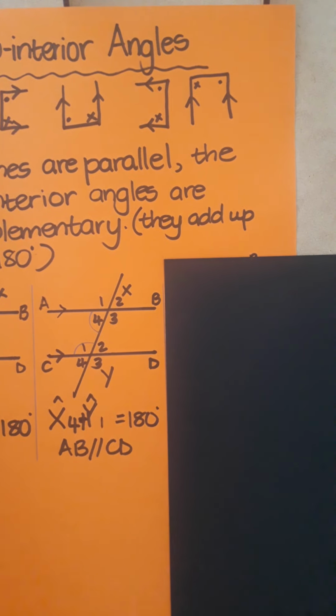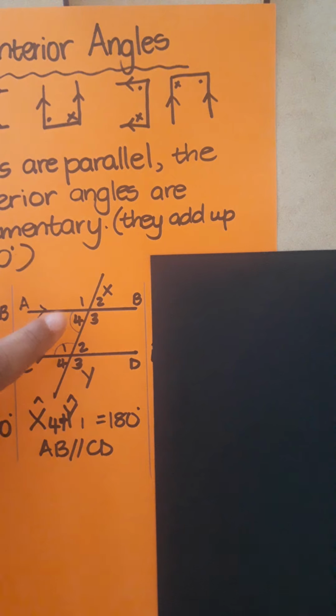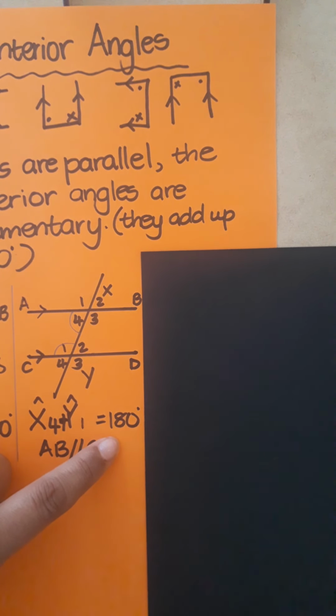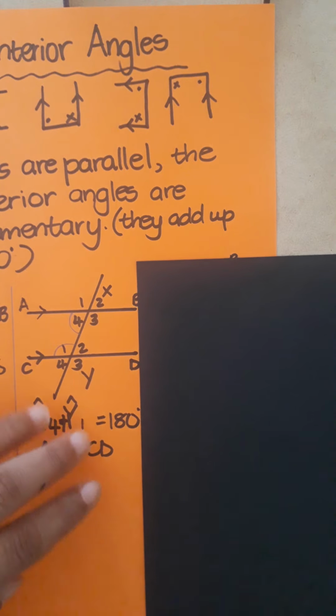Another example is two parallel lines. Look at angle x4 and y1. They lie between the parallel lines. They form that U shape. Therefore, angle x4 plus y1 is equal to 180 degrees. They are known as co-interior angles, and AB is parallel to CD.